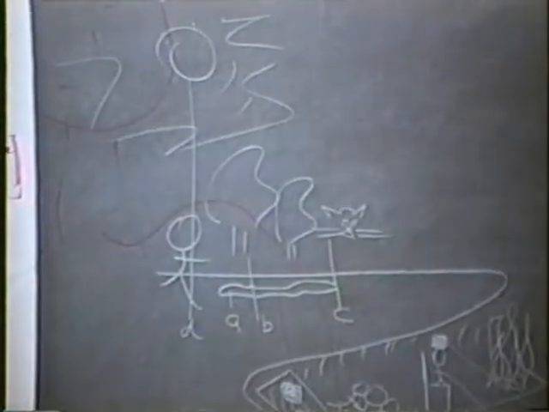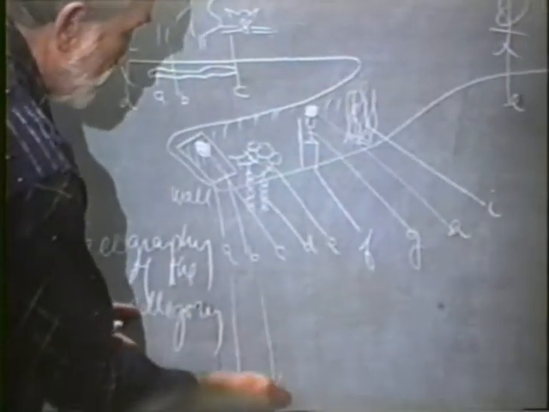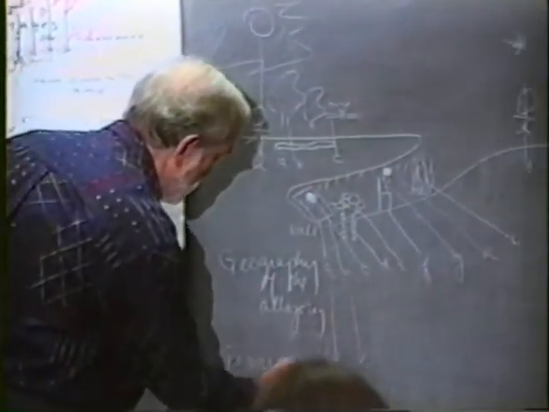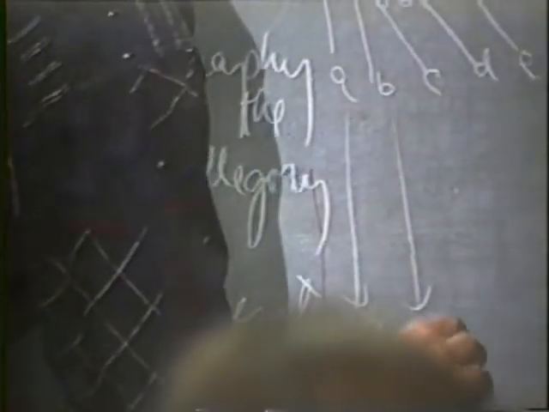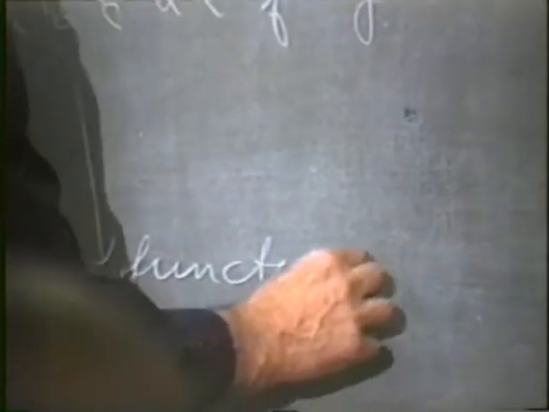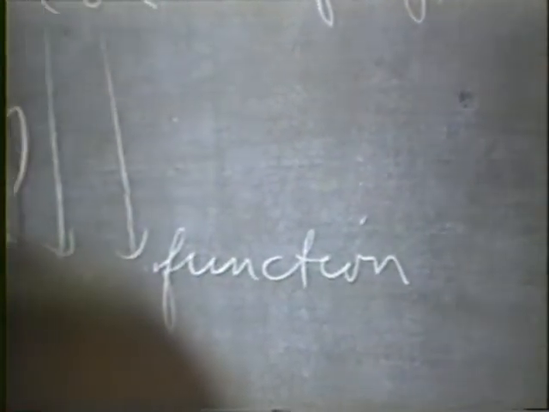Now, each one of these objects has a referent. It must represent something very significant in how it functions. It represents a function. It's an image of a function. Right? Therefore, it represents a function.